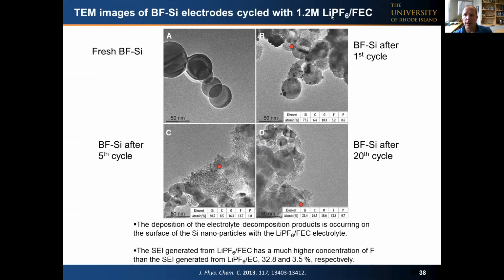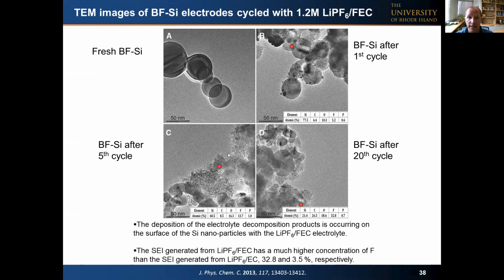In the case of the LiPF6 with FEC, we start to cycle the electrodes, and initially we start to see little particles on the surface of the silicon, nanoparticles. And when we do the analysis of these nanoparticles by EDX, these nanoparticles have very high concentrations of fluorine. And while we weren't able to state this originally when we published this paper, the particles are very consistent with nanostructured lithium fluoride, which we'll see later on in the section on lithium metal anodes.